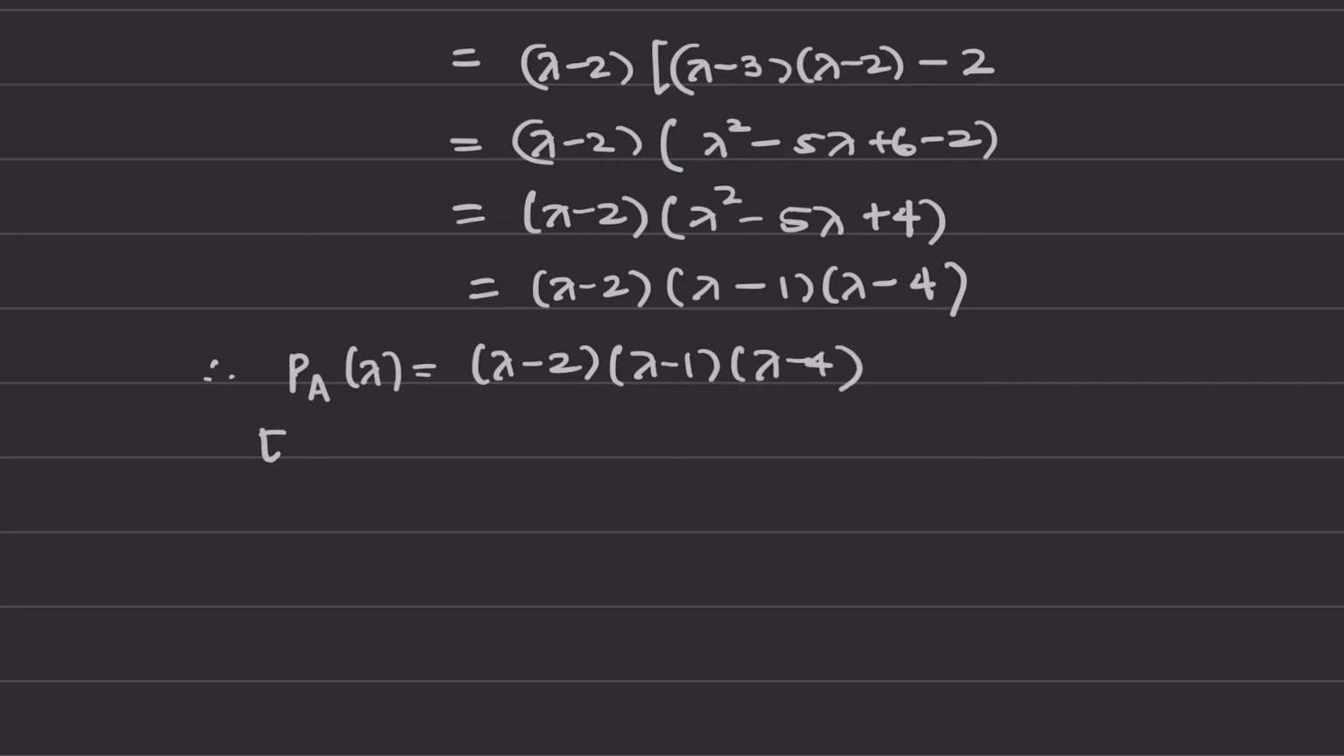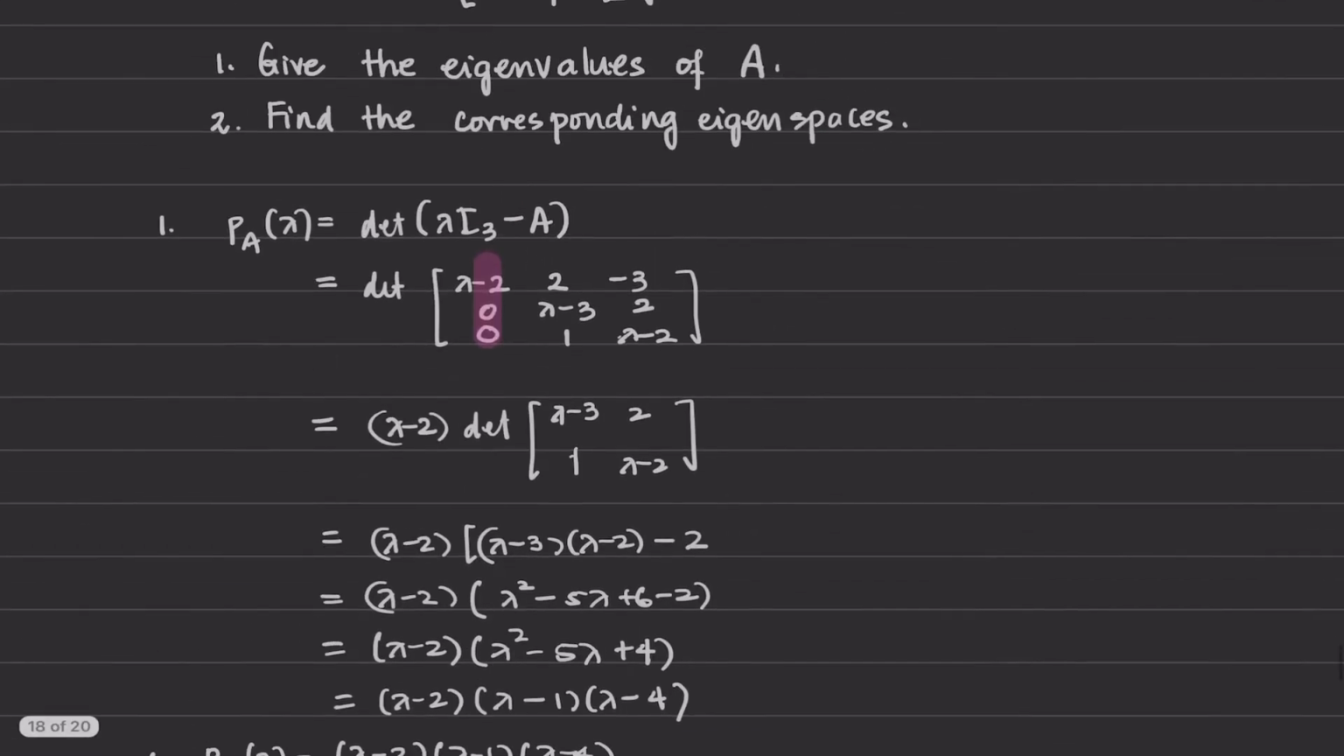So, ang eigenvalues of A are equate each factor to 0. You get 2, 1, and 4. Ayusin na nga natin in chronological order. Nauusi ako. Okay. So, ano yung next question?